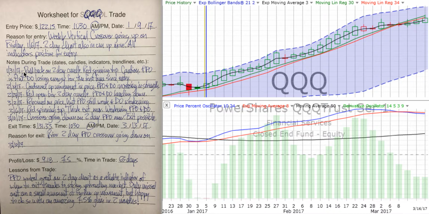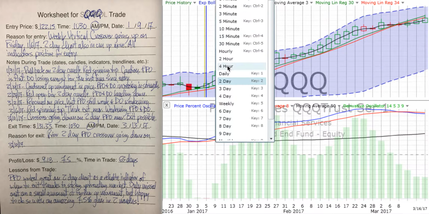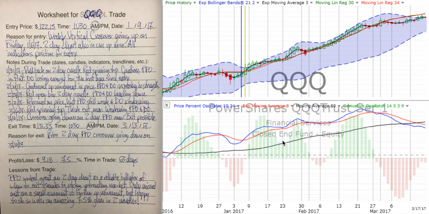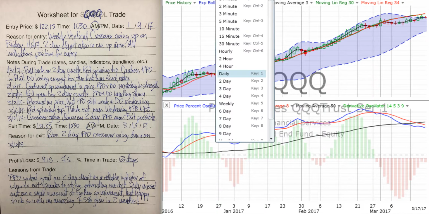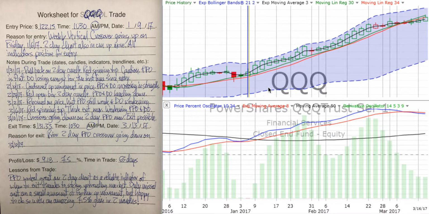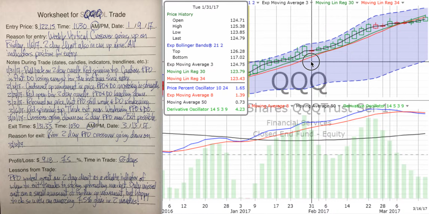So let's talk about what happened throughout the course of the trade. Now we're on the two-day chart over to the right, but let's look at 131.17. Okay, that's the 31st, and maybe I should go to the daily chart for you to be able to see that a little better. Okay, so 131.17, we had a pullback on the 2-day candle, a red spinning top, with caution on the price percent oscillator. You can see that on the daily, and of course we'll zoom in on that on the 2-day chart. Yes, we see it right there.